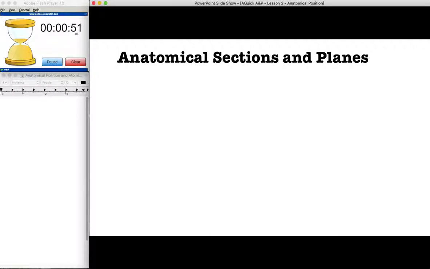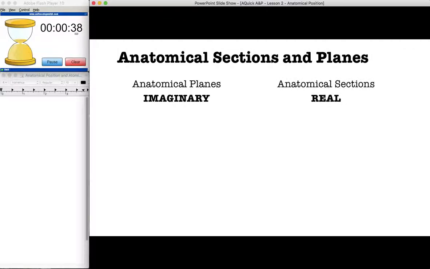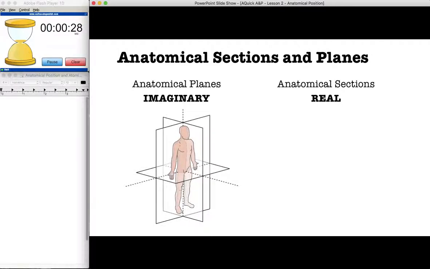So let's finish this video off talking about sections and planes. Anatomical planes are imaginary flat surfaces that pass through the body. Differing from anatomical planes are anatomical sections. These are actual real cuts or slices that reveal internal anatomy, but they use the same terminology. Sagittal divides the body into left and right halves. There you have a sagittal section, dividing the brain into left and right halves.